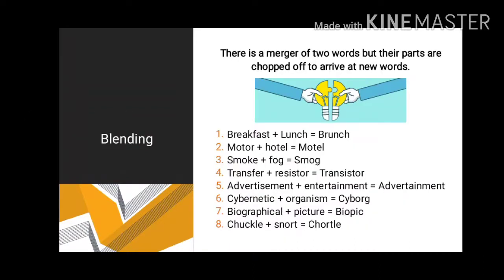The third non-affixation process is blending. This is merging two words into one to create a new word. For example, we have breakfast and lunch, it becomes brunch. We have motel, which is motor hotel. We have smog, smoke and fog. We have transfer resistor becoming transistor. Advertisement and entertainment, advertainment. We have cyborg, which comes from cybernetic and organism. Biopic, we have biographical and picture. And we have chortle, chuckle and snort.